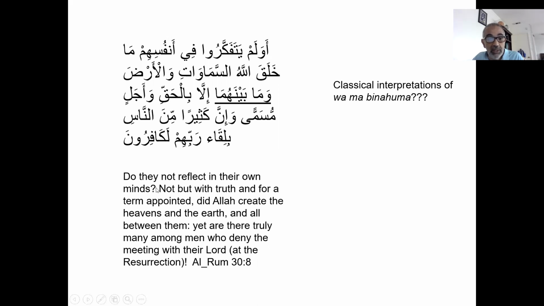Do they not reflect in their own minds, God created not but with truth? And here I interpret with truth as this amazing precision and this amazing fine-tuning. And for a term appointed, did Allah create the heavens and the earth and all that is between them. وَمَا بَيْنَهُمَا, here underlined. Yet there are truly many among men who deny the meeting with their Lord. And my focus here is وَمَا بَيْنَهُمَا, the heavens and the earth and what is between them.